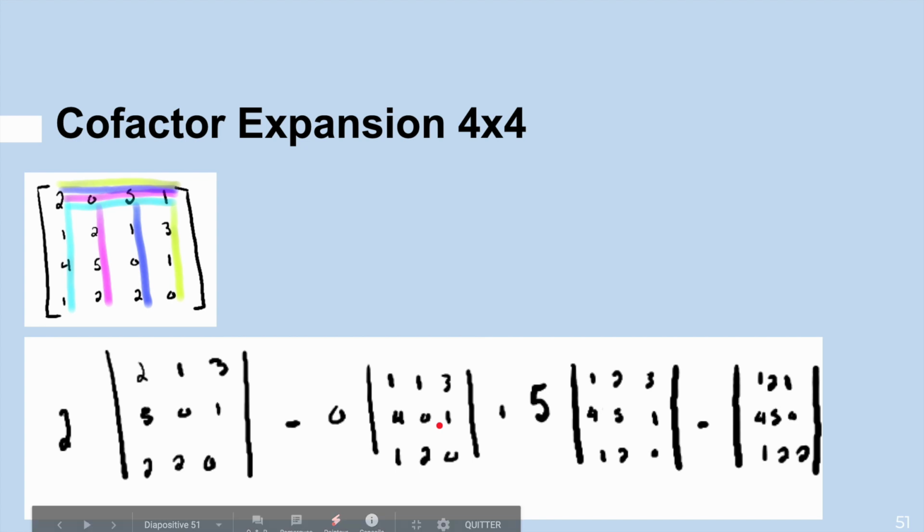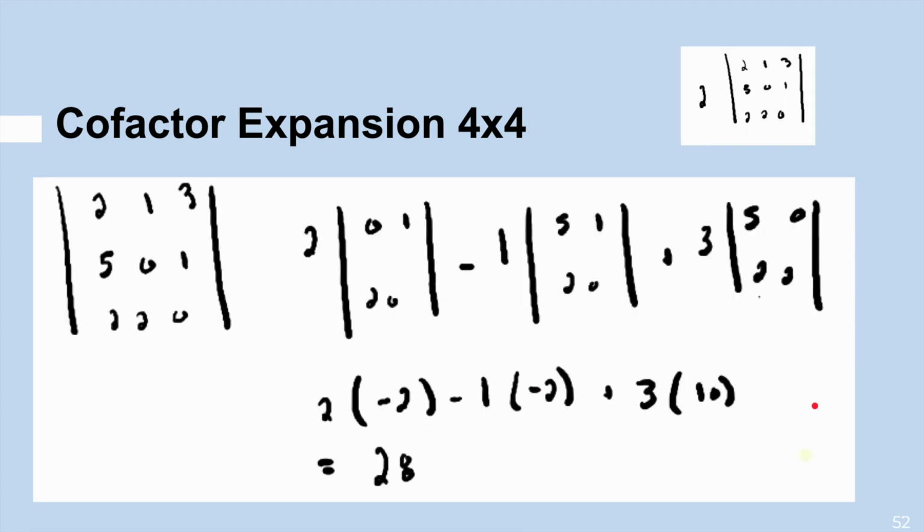So if I had like 3 zeros in my top row, this would be so easy. Because let's say 5 and 1 were zeros. Then I'd have 2 times the determinant of this, minus 0 times something, plus 0 times something, minus 0 times something. And all of these, I wouldn't even have to calculate because I know 0 times anything is 0. Let's start with this first one.